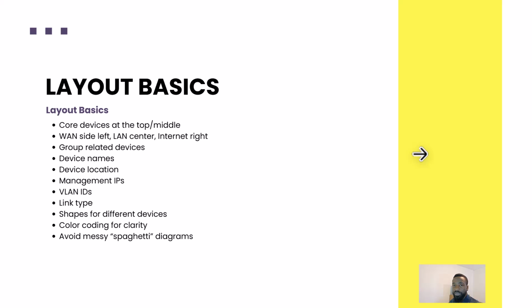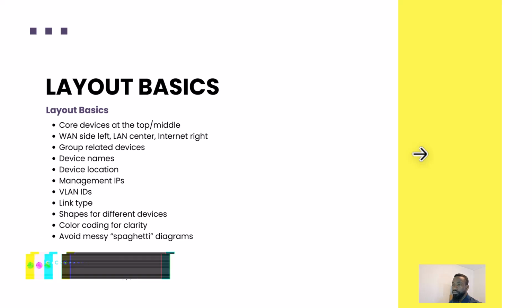Management IPs of these devices should be in the diagram, very important. Another one is VLAN IDs, the VLANs that exist, and link types, like uplinks and internet links and things like that, right? You should also label them.